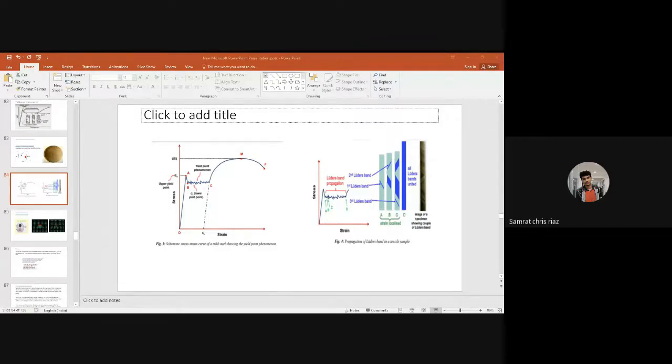Your cursor is not being seen. Okay, sorry. Now it is visible? Yes, sir. Yes.